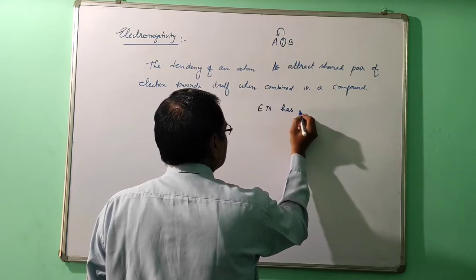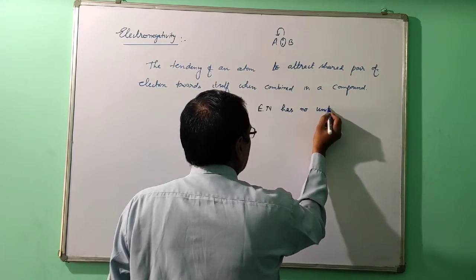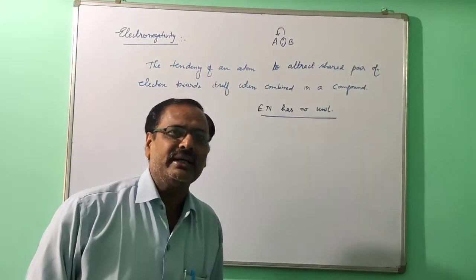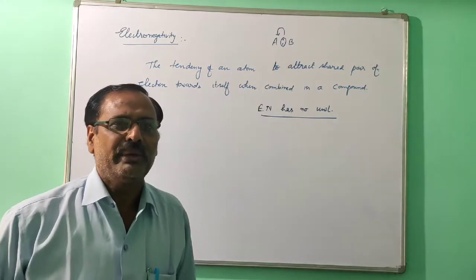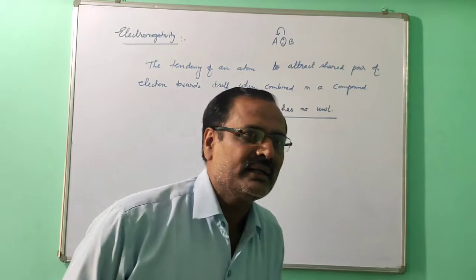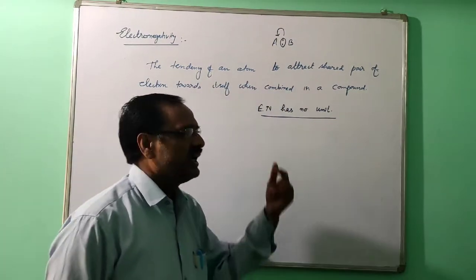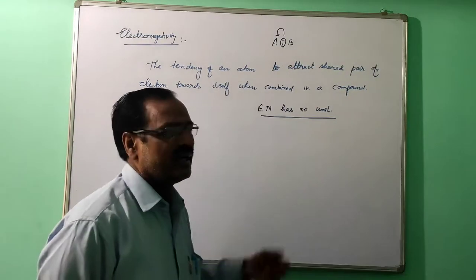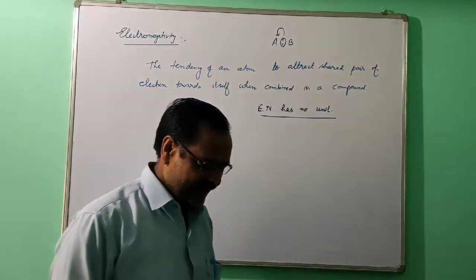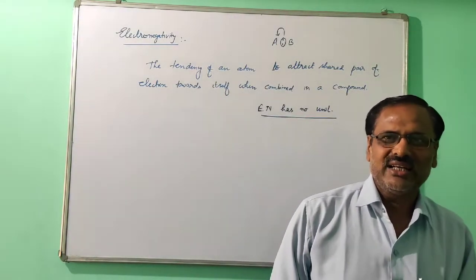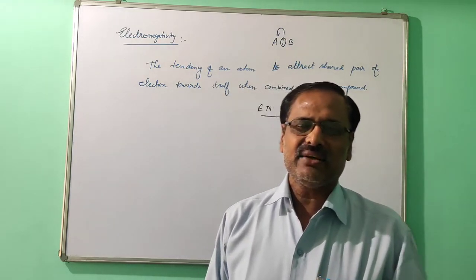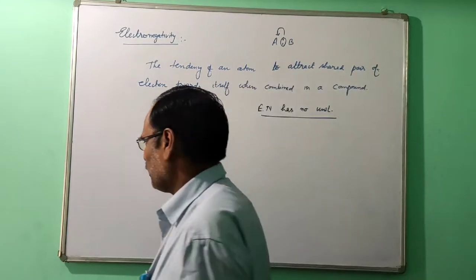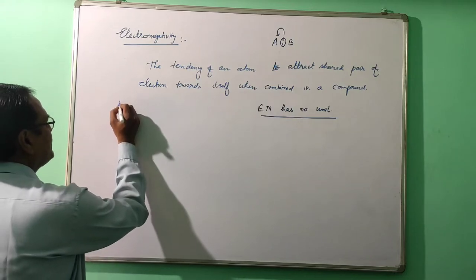Electronegativity has no unit. This is a very common question. The question can be asked: name a periodic property which has no unit. Not in a board paper, but in any competitive examination, this is a common question. So we will say electronegativity. You must be thinking, how can it be expressed? The maximum electronegativity is taken for the fluorine atom, and for the other atoms it is compared with fluorine.